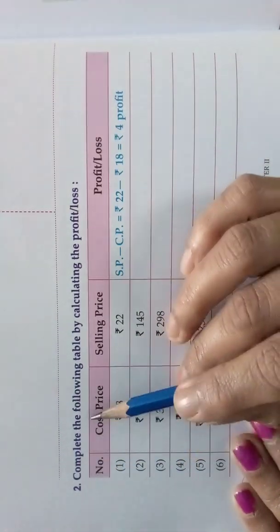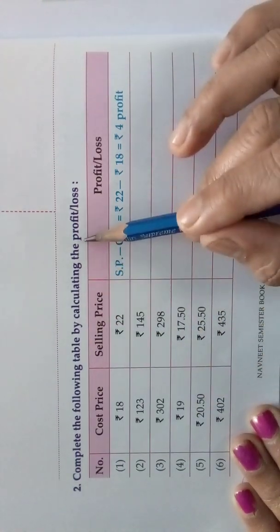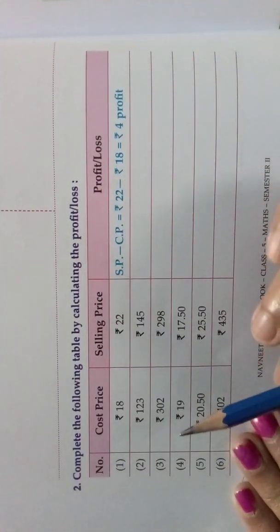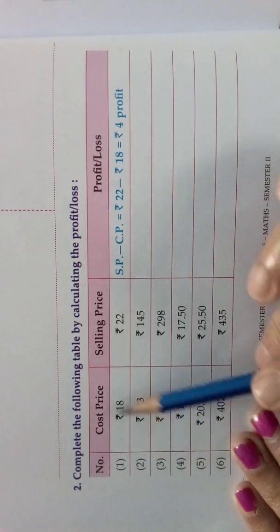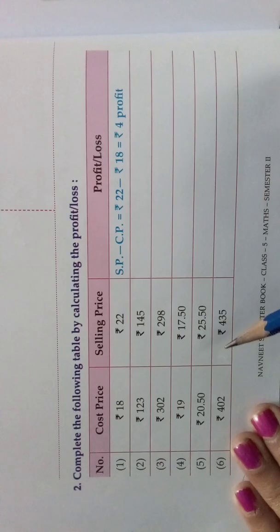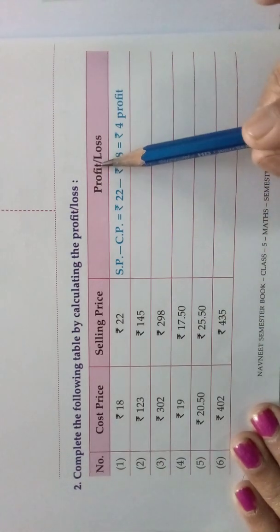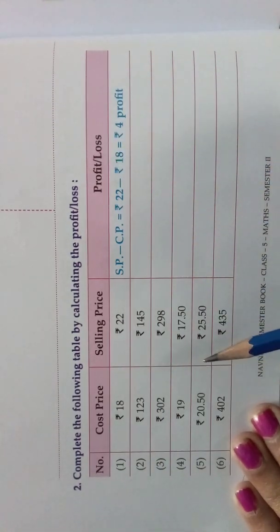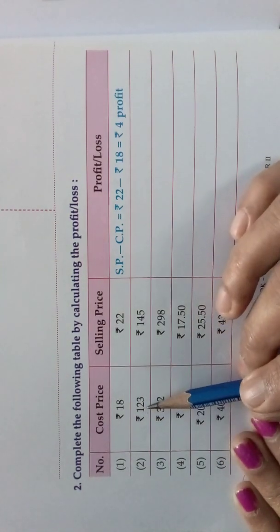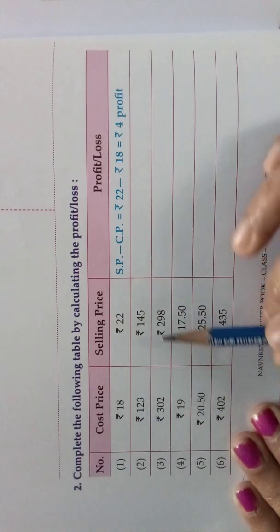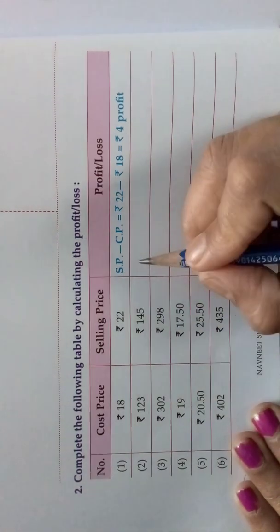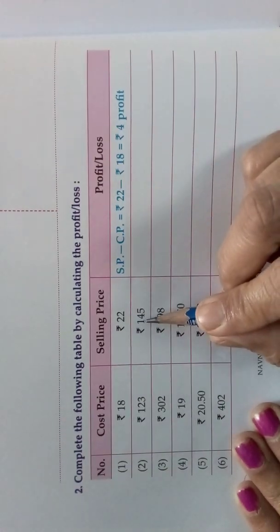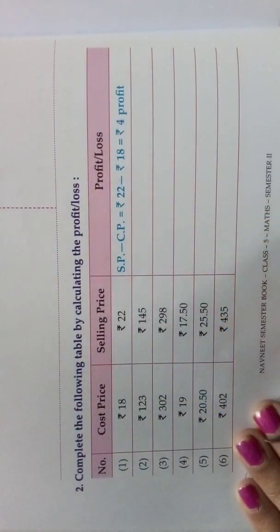Second sum, complete the following table by calculating the profit or loss. So, we should find whether it is a profit or loss. See here, cost prices are given, selling prices are given. We should find whether that is a profit or a loss. Come, we will do it by observing. Look here, cost price is 123 rupees. Selling price is 145 rupees. So, we know selling price is greater than cost price. So, it is a profit.